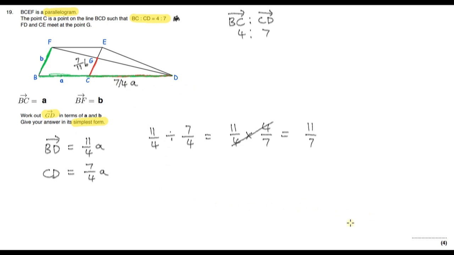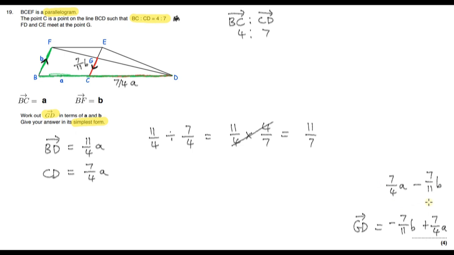So GD is going to be equal to, where have we got? We've got negative 7/11 B, because remember, be really careful, we're going in this direction. The original vector was going this way, we're going the opposite, so it's going to be negative 7/11 B plus 7/4 A. And you can obviously switch these round, so you could say 7/4 A minus 7/11 B, either one of these would be correct.